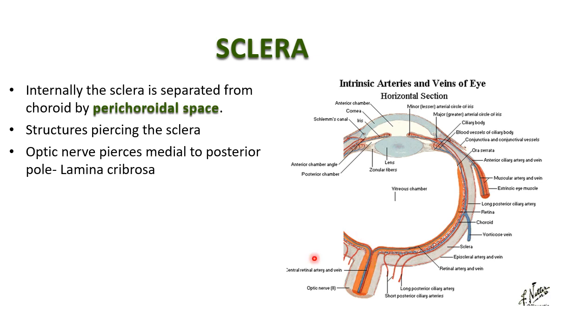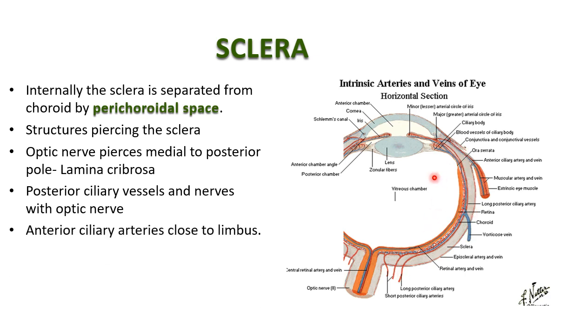Apart from this, the sclera is also pierced by the long posterior ciliary vessels along with the optic nerve. You are able to see these are the long posterior ciliary vessels. Then what else pierces the sclera? The anterior ciliary vessels, which you are able to see here close to the limbus or the sclerocorneal junction. They are mainly derived from the muscular vessels which supply the recti.